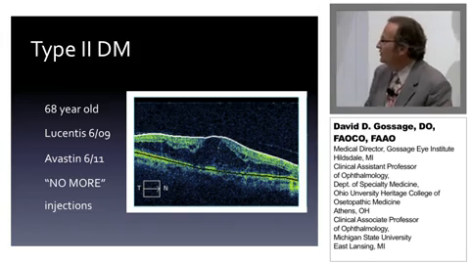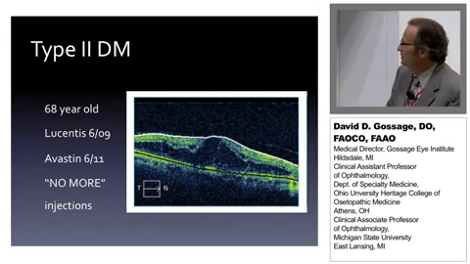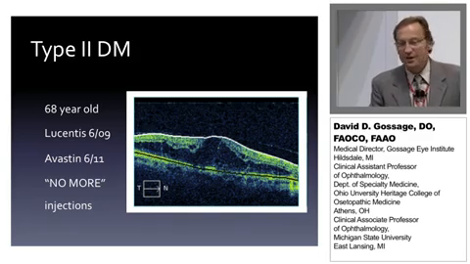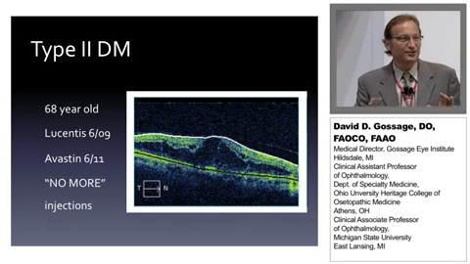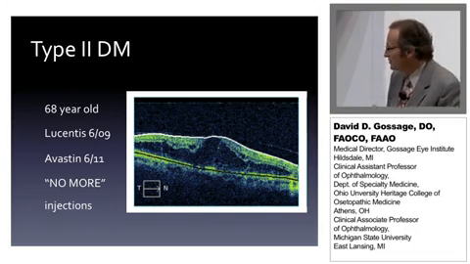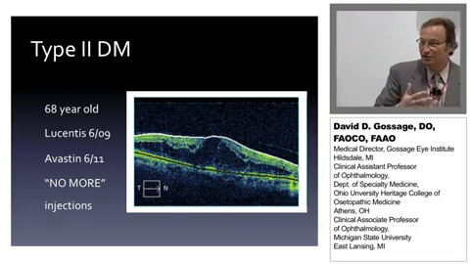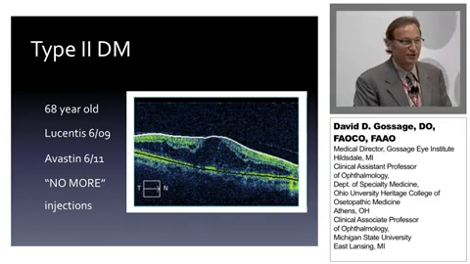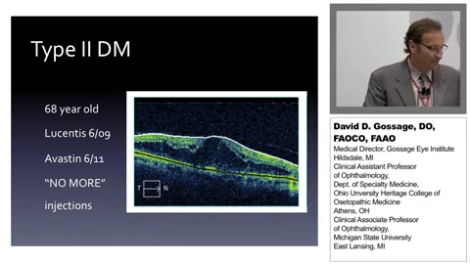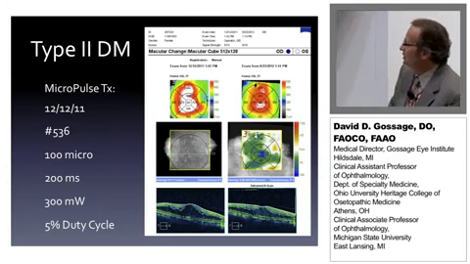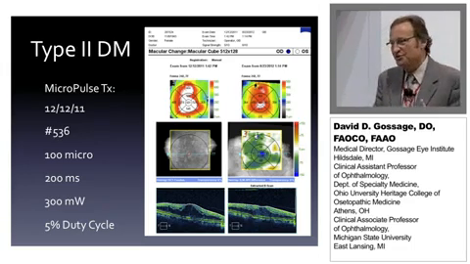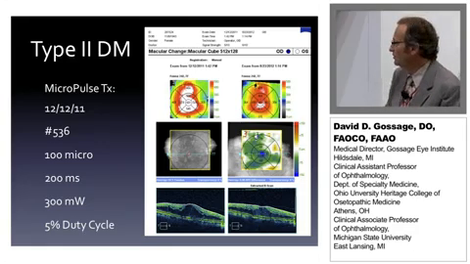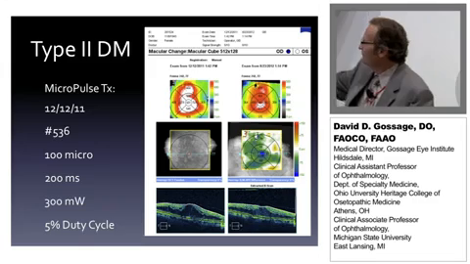And this is a case of a 68-year-old with type 2 diabetes who's had previous Lucentis treatment and also Avastin, and she just said, you know, I don't want any more injections. So I said, okay, well, we have this other technology called MicroPulse technology. We can try to treat that and see how you do. In this case, we used 536 shots of 100 microns, 200 milliseconds, and 300 milliwatts of power because our whitening took place at 150. And you can see some effects.